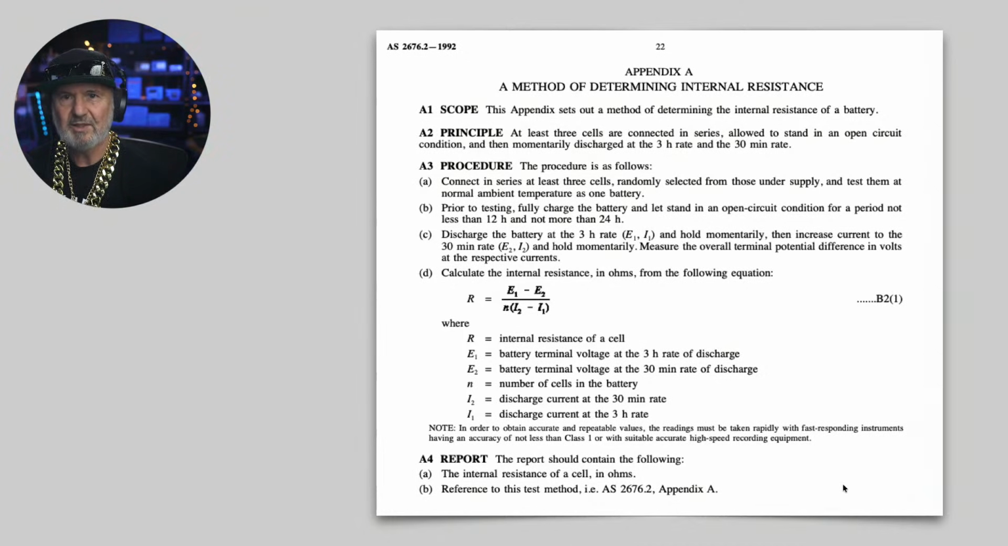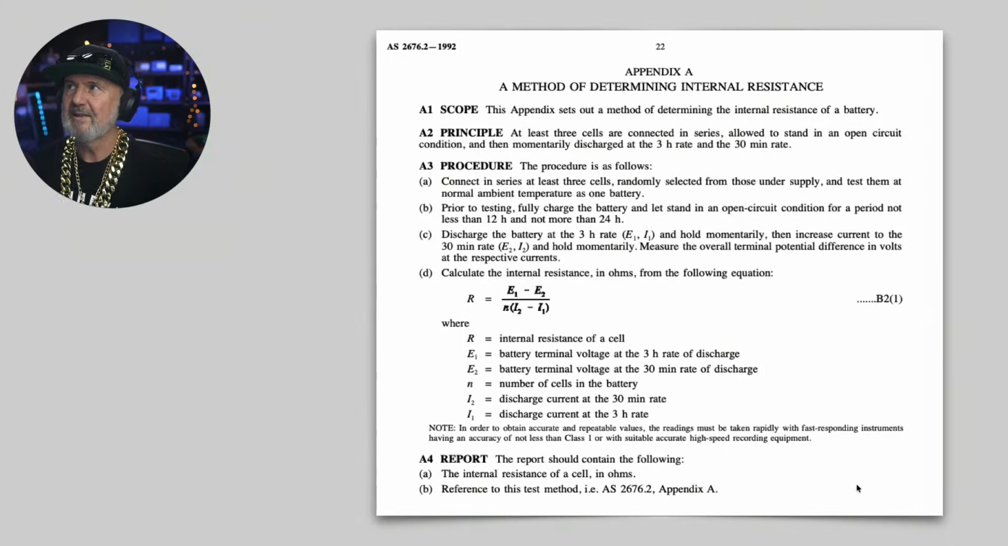Prior to testing, fully charge the battery and let it stand in open circuit for a period not less than 12 hours and not more than 24. Discharge at the 3-hour rate and hold momentarily. Then increase the current to the 30-minute rate and hold momentarily, and measure the overall terminal potential difference in volts. Wow. So this definitely is a long duration test, and it is the recommended test for a lead acid battery.